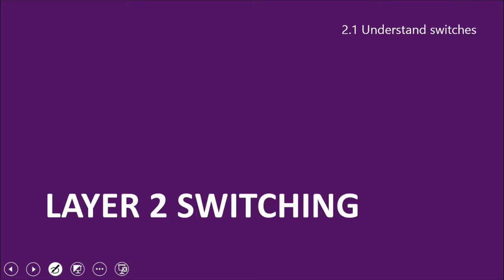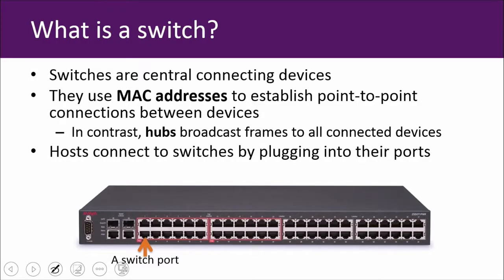All right, so now that we've talked about the first two layers, let's talk about layer 2 switching. So how do the devices that operate on networks function within these two layers? First off, let's start by talking about what a switch is. A switch is a central connecting device like we had detailed earlier. Switches use MAC addresses to establish point-to-point connections. And what this means is that if we have device A and it wants to send data to device B, it can send it directly to that device, right? It doesn't have to broadcast all that information to all other devices that happen to be connected to a switch.